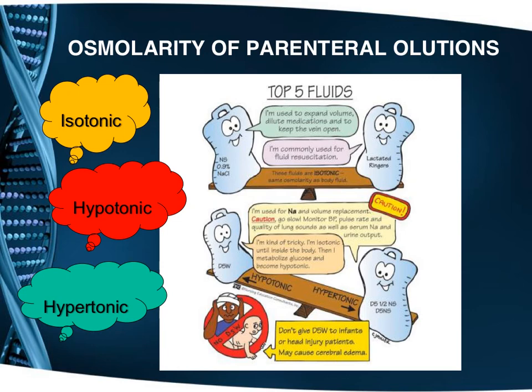D5W is isotonic when outside the body, but after it's infused, it becomes hypotonic when the body uses the dextrose. D5W should not be given to infants or to head injury patients due to the risk of cerebral edema. D5W, although isotonic, has dextrose, which metabolizes quickly. That's why it becomes hypotonic. It only provides 170 calories per liter, so it is not a good source of carbs or dextrose. If needed, more dextrose should be given via central line, not discontinued abruptly, and given slowly.